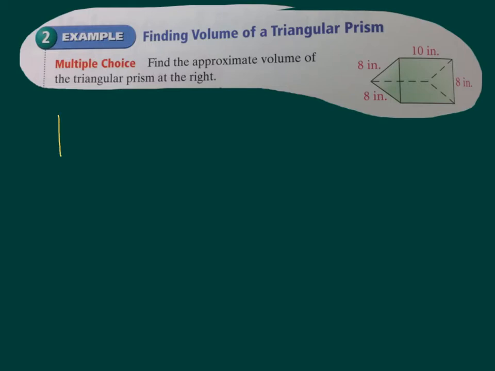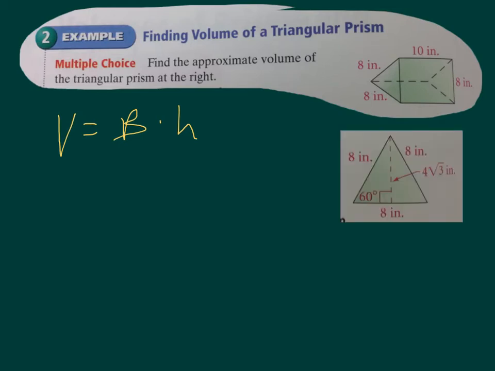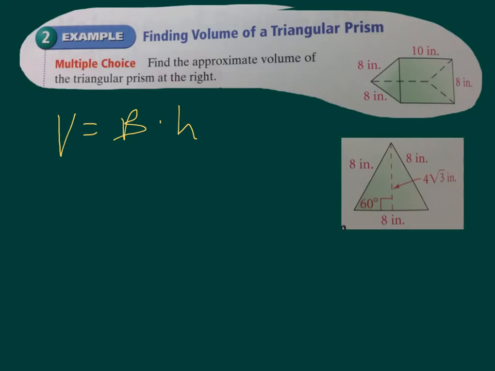Again, volume is going to equal area of the base times the height. So we're going to have to find the area of the base. Well, the base is an 8 by 8 by 8 equilateral triangle. So as we can see, the shorter leg is going to be on this 30-60-90. It was a 60-60-60, which we've now made into a 30-60-90. The shorter leg is going to be 4, so the height is 4 times the square root of 3.